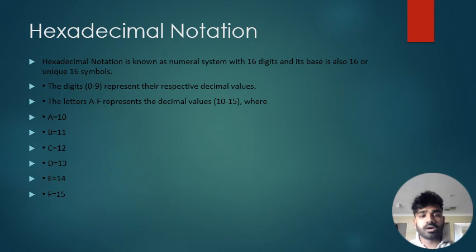Moving on, what is hexadecimal notation? Hexadecimal numbers are represented by only 16 symbols. These symbols or values are between 0 and 9, so 0, 1, 2, 3 until 9, and then A, B, C, D, E, F. Each digit represents a decimal value. For example, D is equal to base 10 value 13, and as you can see, the values for A and F are listed in the presentation.